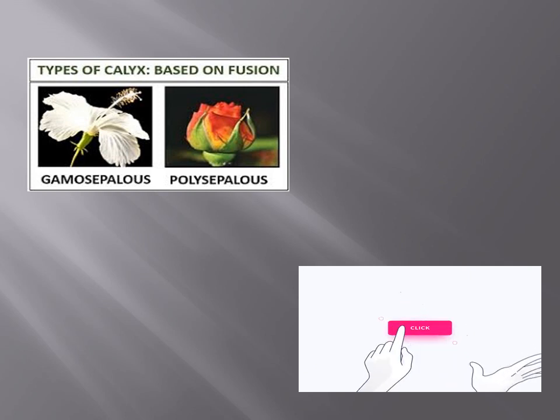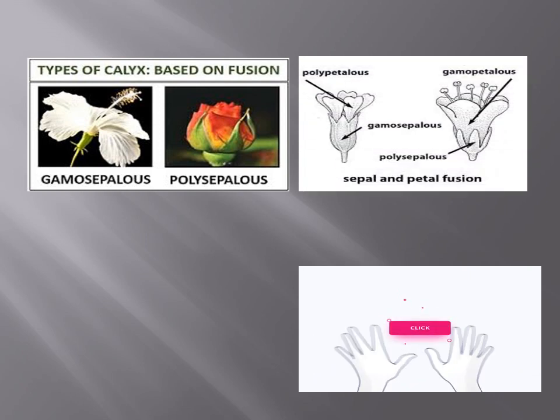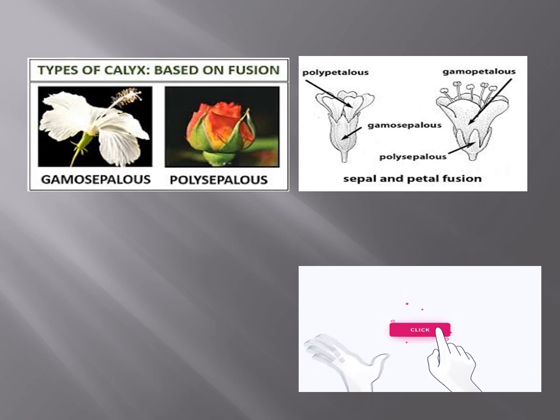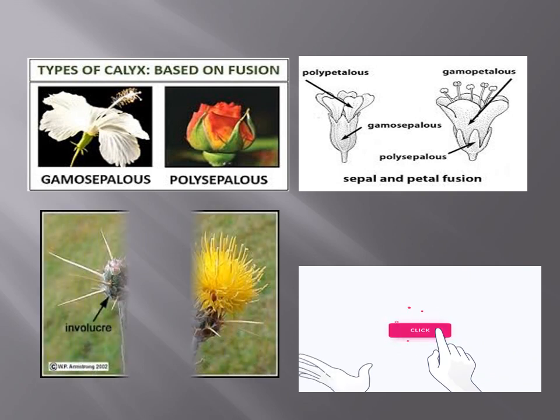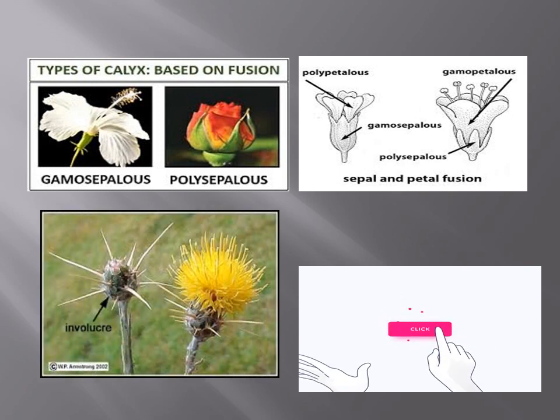In this figure, you can clearly differentiate between the gamosepalous and the polysepalous. Gamosepalous, the sepals are united. Polysepalous, the sepals are free. Based upon the sepal fusion, the flower may be gamosepalous or polysepalous, or based upon the fusion of the petals, the flower may be polypetalous or gamopetalous. So these are the hair-like structures that are called the involucre or the pappus present in the Compositae family of the plants.